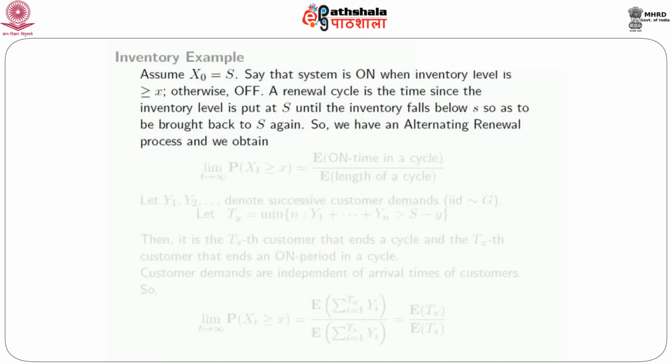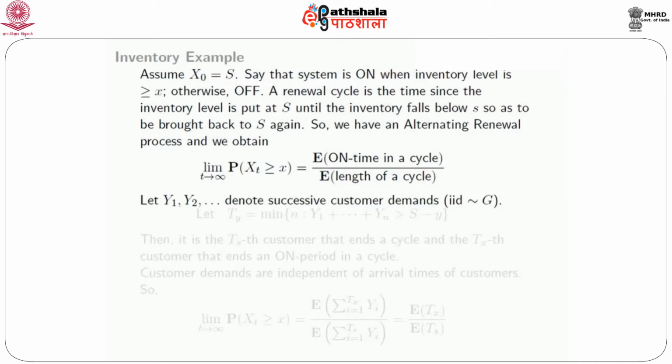By using the results from alternating renewal processes, the limit as t goes to infinity of the probability that X_t is greater than or equal to x would be the expected on time in a cycle divided by the expected length of a cycle. How do we find the expected on time in a cycle and the expected length of a cycle? For that, let Y_1, Y_2, etc. denote the successive customer demands, which are assumed to be IID with a common distribution G.